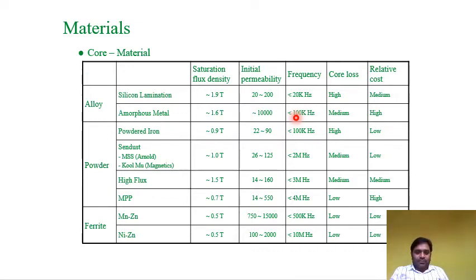In the same way, in the ferrite core we have manganese zinc and nickel zinc. The saturation flux density is quite less, max 0.5 Tesla, and the initial permeability is 750 to 15,000. This is used for high frequency application up to less than 500 kilohertz. The core loss is low and the cost is also low. In the same way, nickel zinc has similar properties, but this is for even higher frequency, less than 10 megahertz, and the cost is also low, and the core loss is also low.